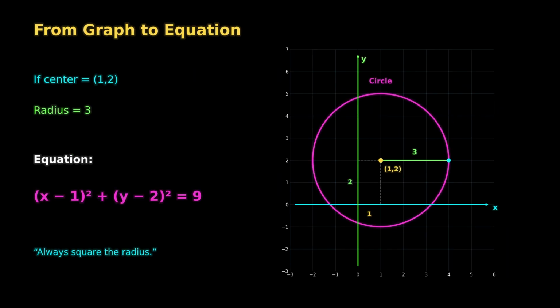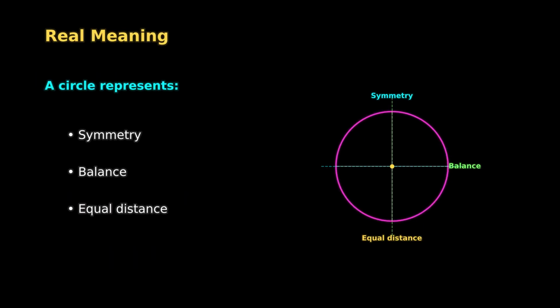From graph to equation: if we have center (1, 2) and radius 3, we can write the equation of the circle. (x minus 1) the whole squared plus (y minus 2) the whole squared is equal to 9. The 9 comes from the radius squared. So the radius is 3, we square it, it's 9. Always square the radius.